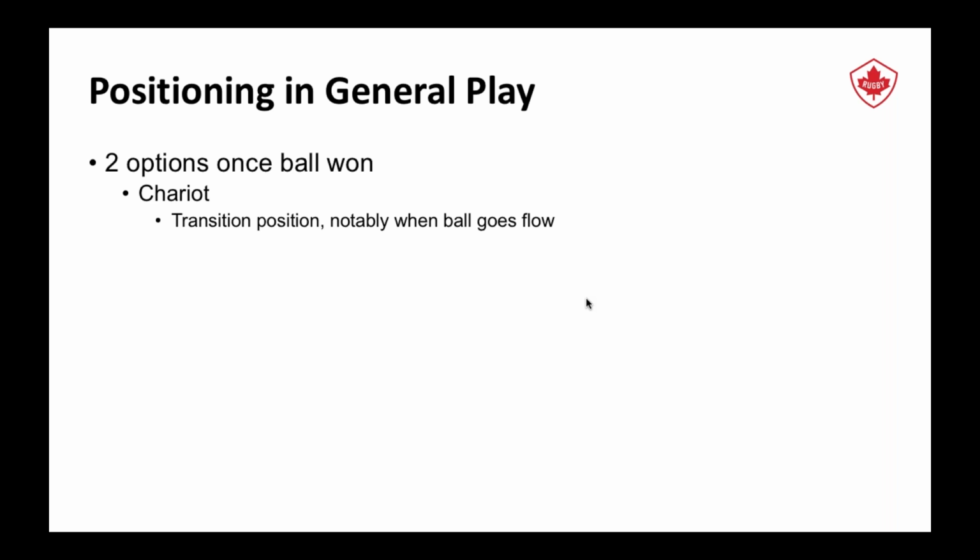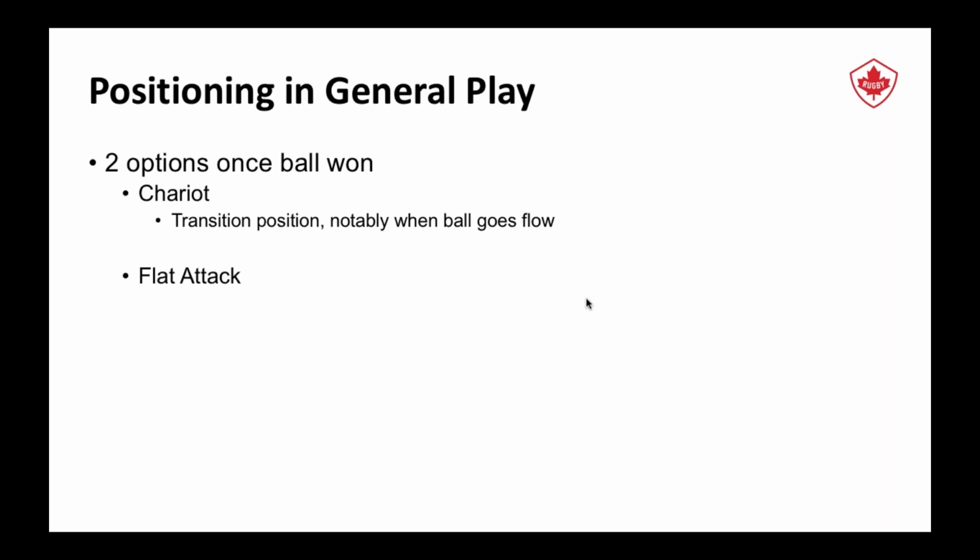Some people call it the jockey. It's the position directly behind the 9, in that 4 o'clock to 6 o'clock area, where we can transition through, notably when the ball goes flow side and we've started at the tackle on the short side, or blind side, or non-flow side of the previous play. So if we're moving from left to right, and at one breakdown we end up on the left side of the tackle, but we're going right again, transitioning through that chariot will be what we want to take a look at.